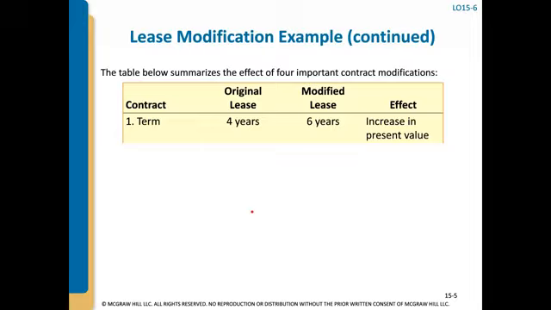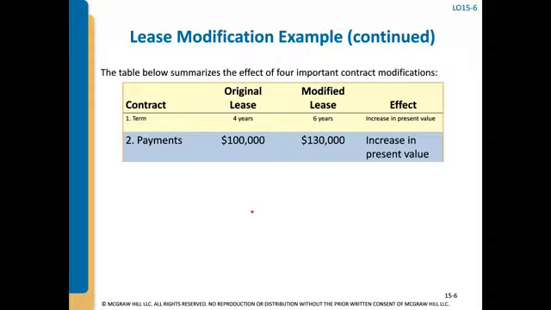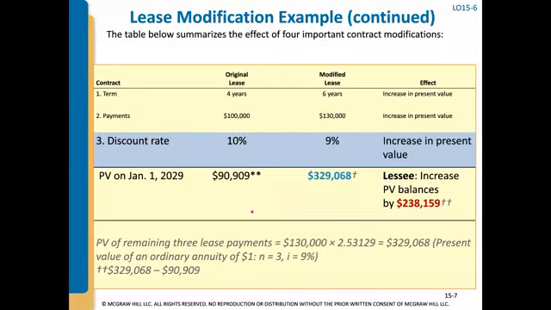So this table breaks up the effects of the contract modifications. The first contract modification was the term. The original lease had 4 years, the modified lease had 6 years. So that will increase our present value, right? Because now when we do the present value, instead of n equals 4, we're going to have n equals 6. The payments increase from 100 to 130, so that's also going to increase the present value of the lease payments. And let's go through that calculation.